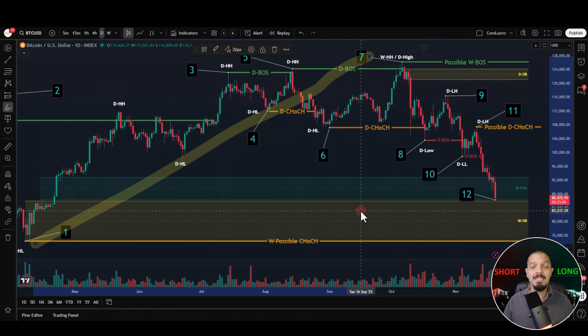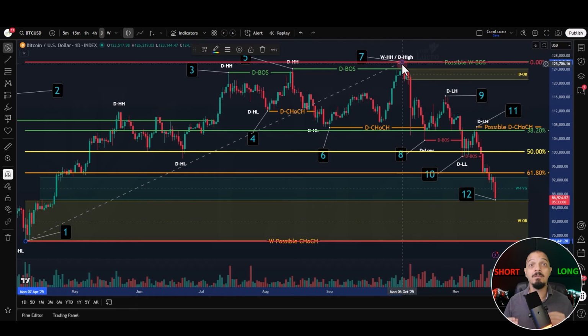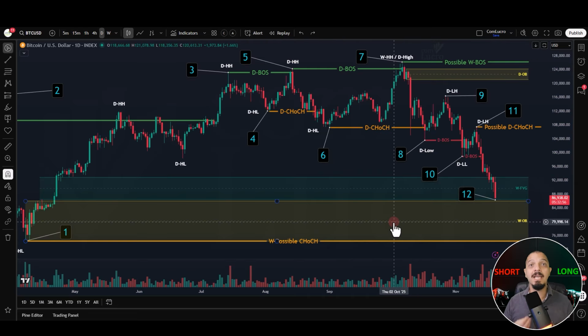This zone is inside the weekly discount region and sits close to the weekly order block. Even though the daily trend is clearly bearish, the weekly structure has not confirmed a bearish break of structure yet, meaning the market is still technically inside a weekly pullback while printing bearish continuation on the daily.